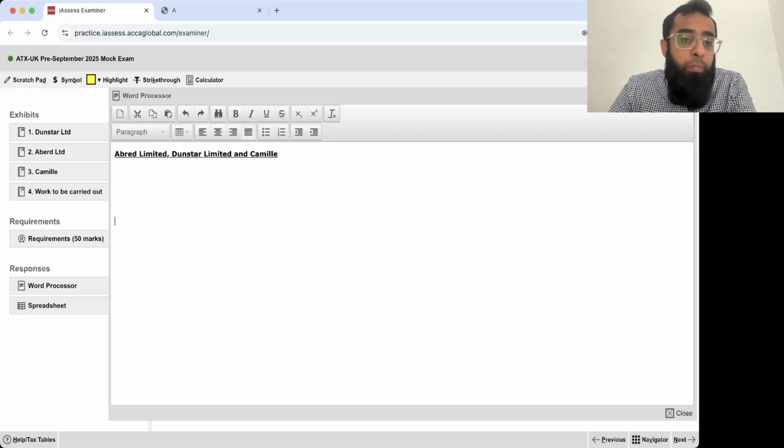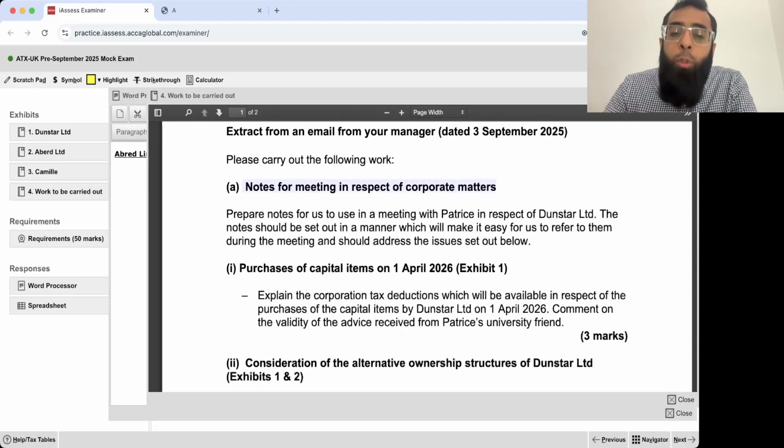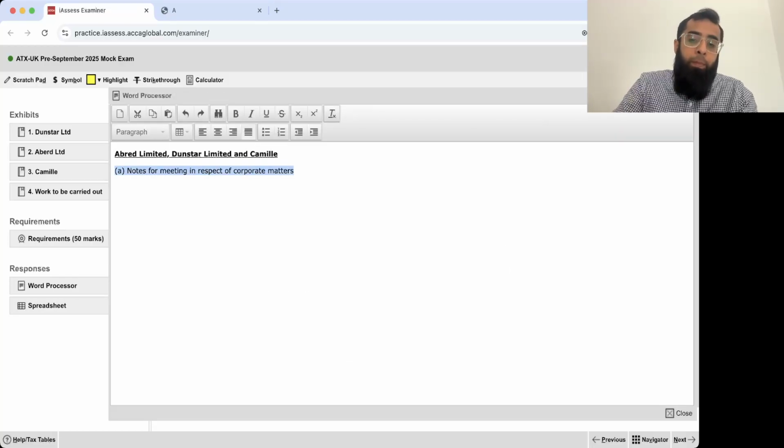Now we are starting with this, where we have to create notes for the meeting in respect of the corporate matters. I will copy this part and paste it here. Now we have to prepare notes for the meeting. How do you prepare notes for the meeting? Obviously, notes for the meeting will go inside the client files. You are not addressing anyone. You are preparing the notes for the meeting, so they will go in the client files.